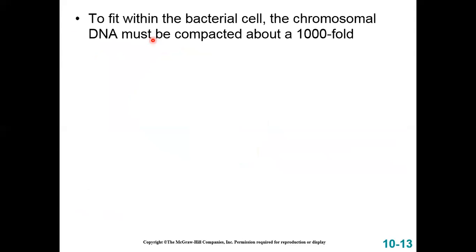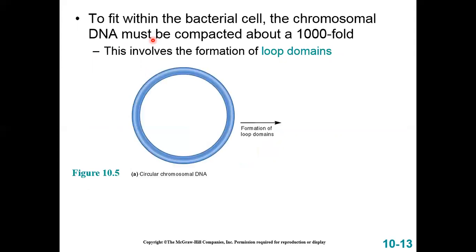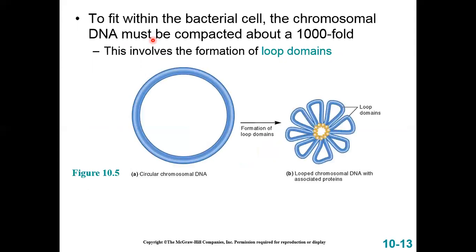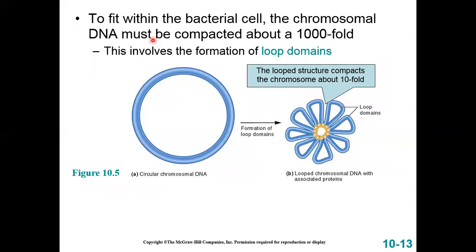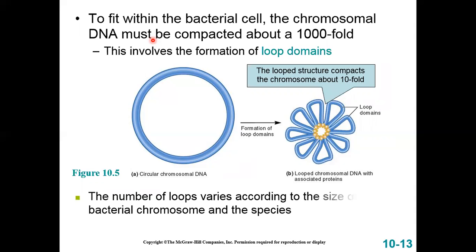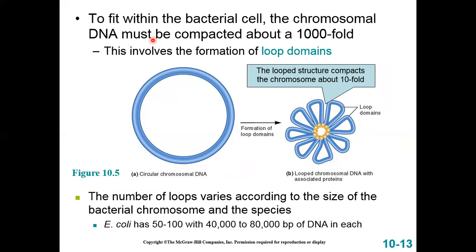To fit within the bacterial cells, the chromosomal DNA must be compacted about 100 fold. This involves the formation of loop domains. Here, this is the circular DNA of the bacteria, and this is the looped chromosomal DNA with associated proteins. The loop structure compacts the chromosome about 10 fold. The number of loops varies according to the size of the bacterial chromosome and the species. E. coli contains 50 to 100 loops, with 40,000 to 80,000 base pairs of DNA in each.